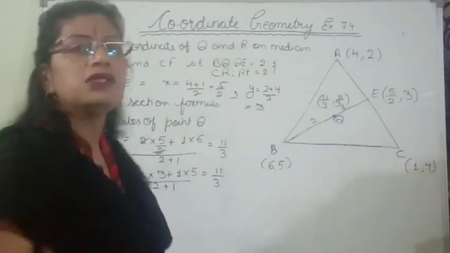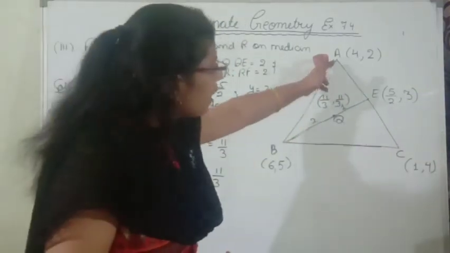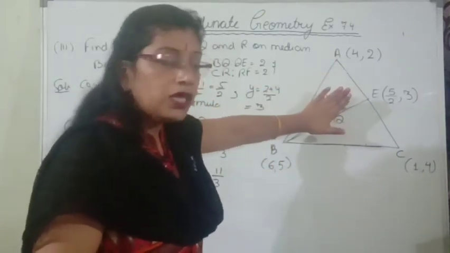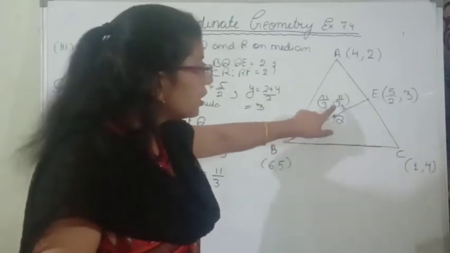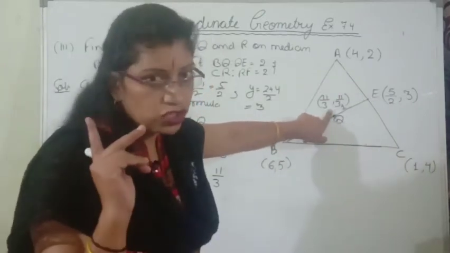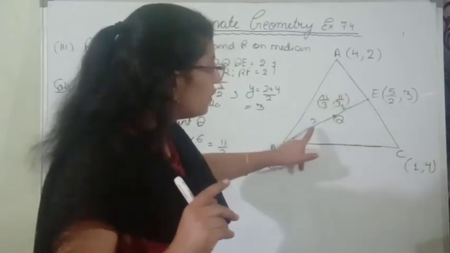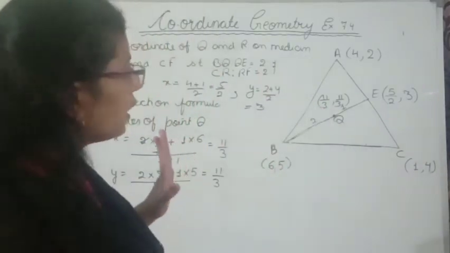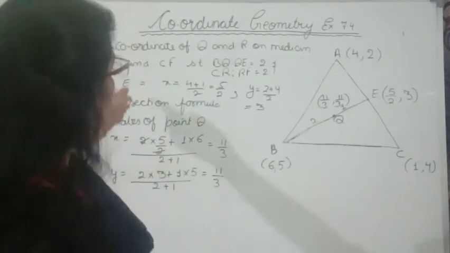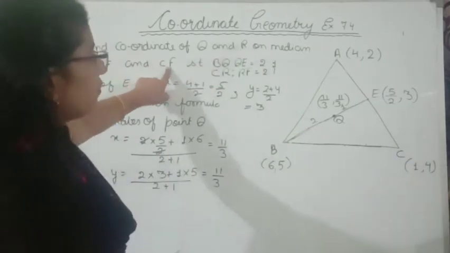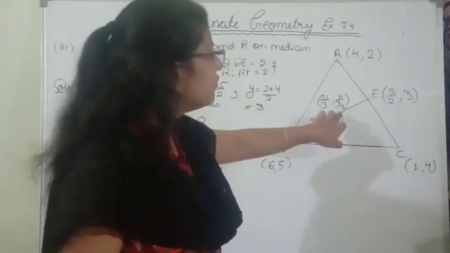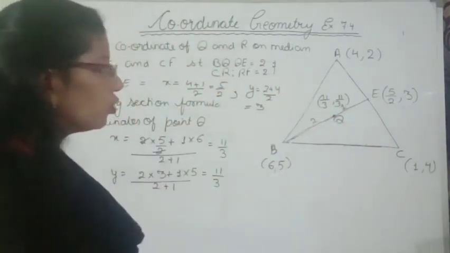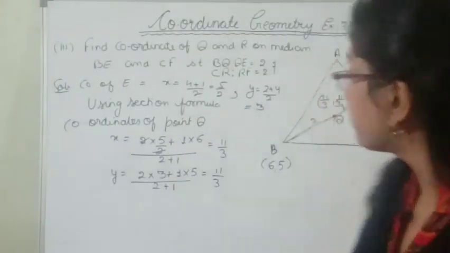Do you remember in the last one when we had taken AD as a median? When the median is divided by a point in 2:1, the coordinate of the point was 11 upon 3, 11 upon 3. That was the same in this, and in this median also, if it is divided in 2:1, the coordinates are the same, 11 upon 3 and 11 upon 3. So let us see in this one R on median CF. Now we can draw the median CF and find the coordinate of point R, which is again divided in 2:1. Let us find whether it comes out the same or not.